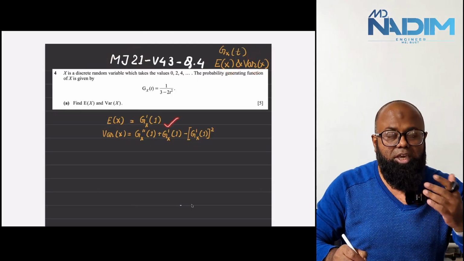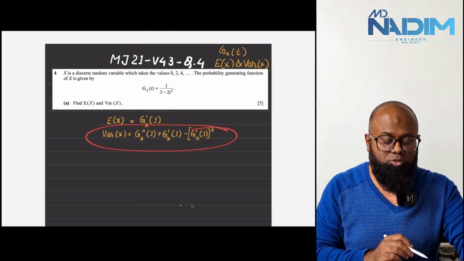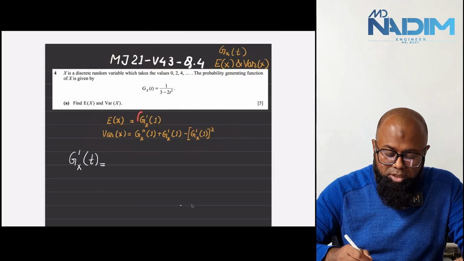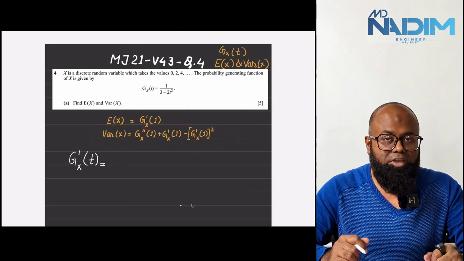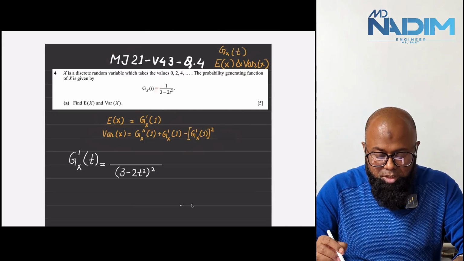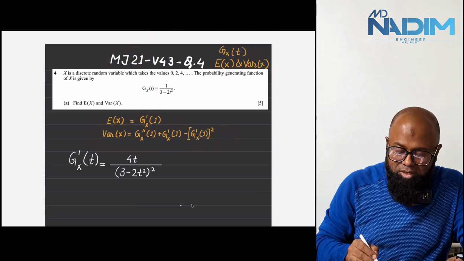For the E(X) we know that this is the formula, and for the Var(X) we know that this is the formula. Now to find E(X) we need to get the first derivative of G(X). So if I get the first derivative of G(X), what is the value here? Whole squared, and at the denominator you will get 4t. So this is the first derivative.